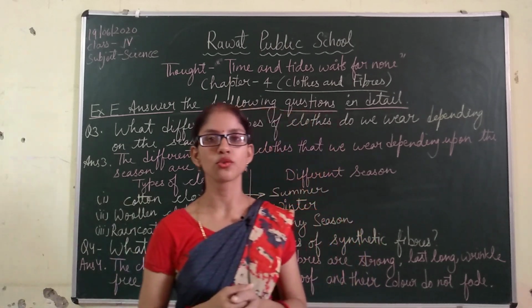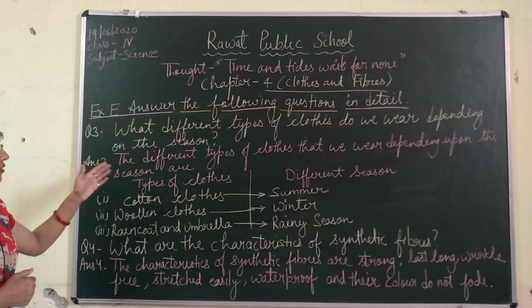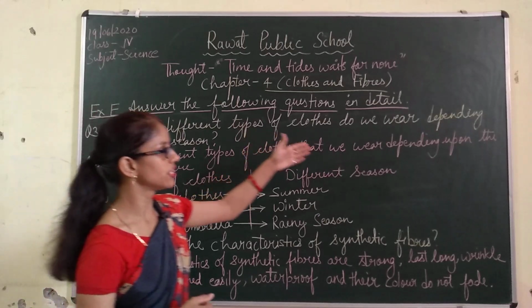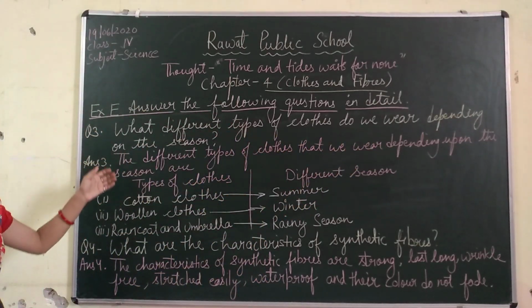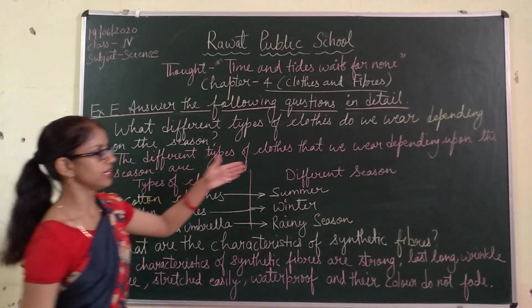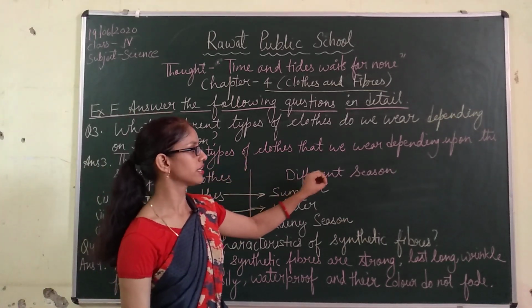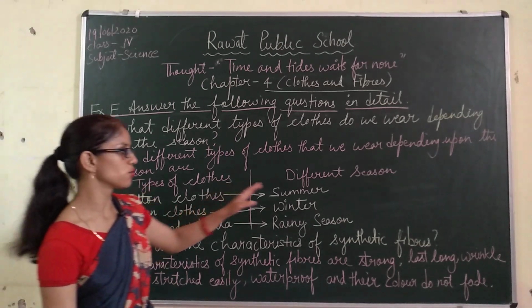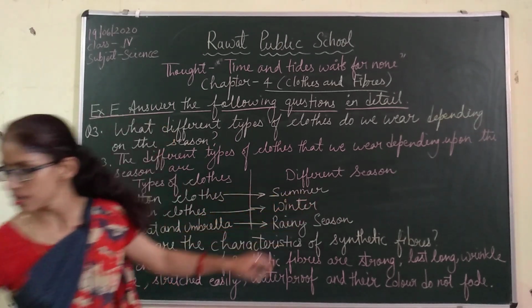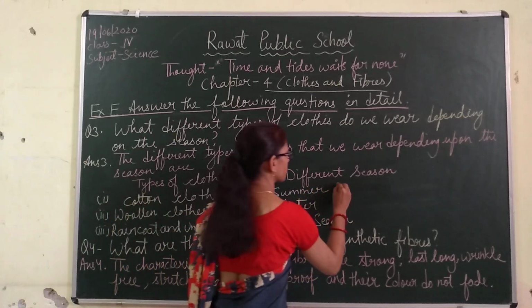So the answer of this question is: the different types of clothes that we wear depending upon the seasons are, in the first column we have written the types of clothes and in the second column we have written the different seasons. So cotton clothes, we used to wear in the summer season.